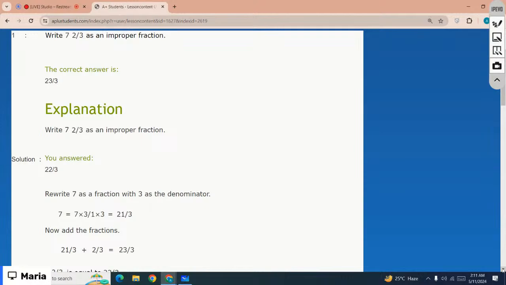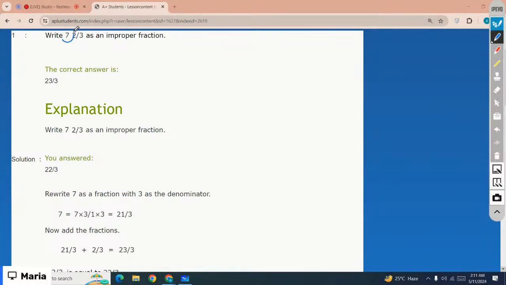7 is the whole number, right? So you just need to rewrite the whole number. You have to multiply the whole number by the denominator. You have 7 whole 2 by 3. You can write the whole number as 7 over 1, right? Because the denominator is 1. You need to multiply it by the 3, this 3.